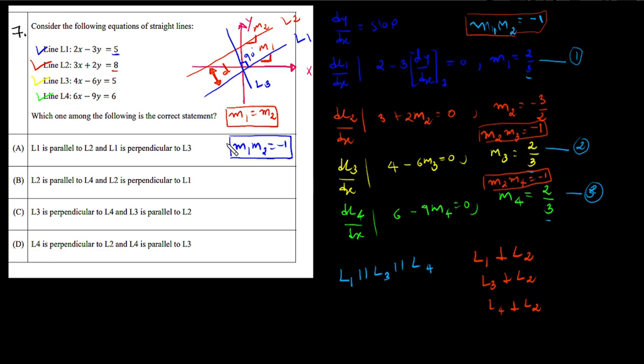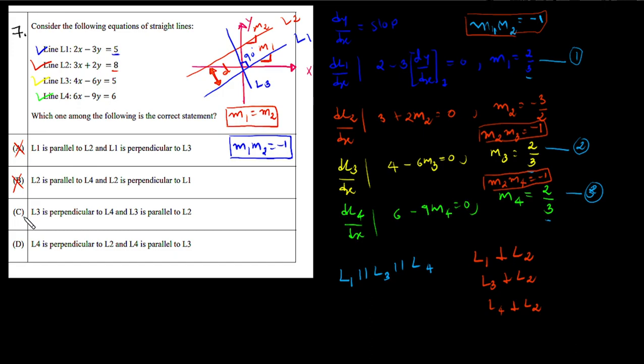So now let's look at the options. Option A says L1 is parallel to L2. No, L1 and L2 are perpendicular from this conclusion. So we can cancel out option A. Now let's move to option B. Option B says L2 is parallel to L4. Again you can see L4 and L2 are perpendicular to each other. So we can cancel out option B also.